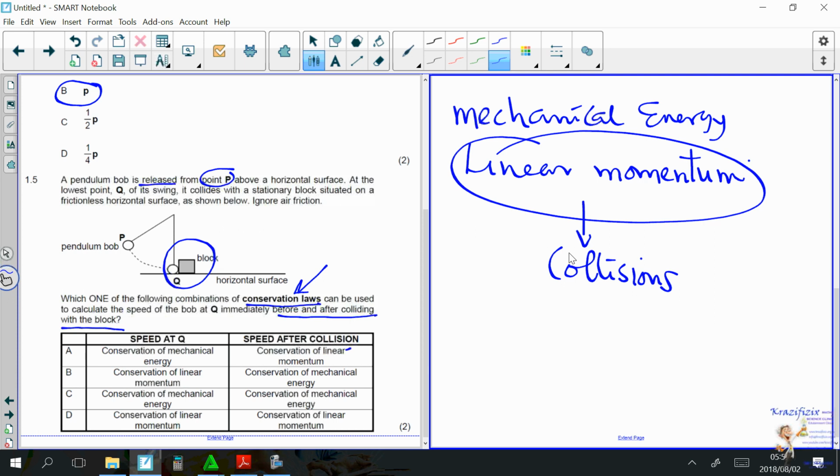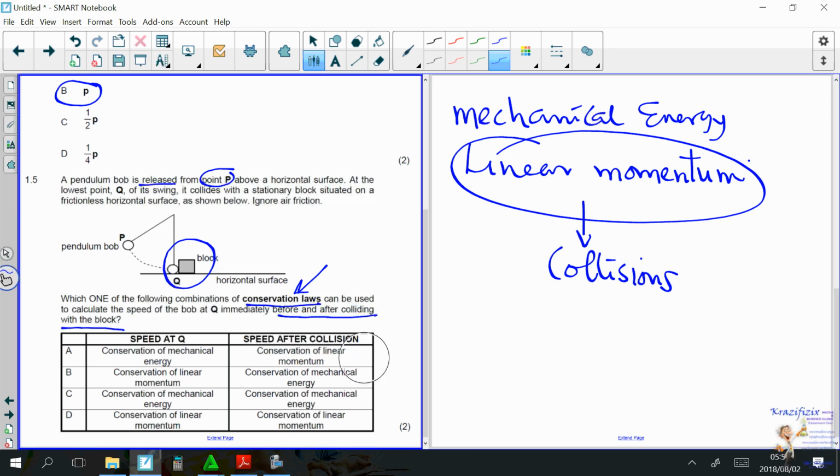Is that all right? So number one, let's check our options. Before and after collision, this is wrong. All right, this is wrong. So we are only left with option A and D. But let's look at speed at Q. How do we calculate the speed of pendulum bob P moving down? Guys, there's a height involved here. Once you have a height, then you'll be talking about what? Mechanical energy, because mechanical is the sum of your kinetic and potential.